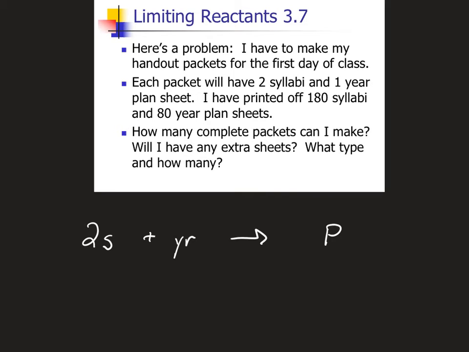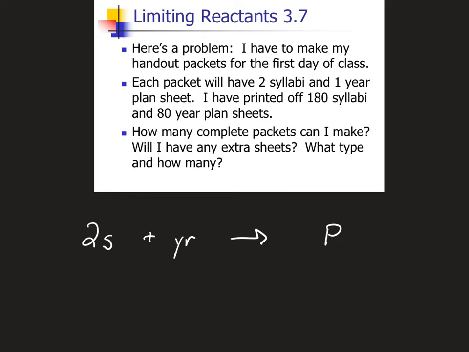And then I would see that I would actually have more than enough syllabi, but limiting me in how many packets I make is the number of year plans. In all reality, though, I would have a total of 2 syllabi per those 10 extra, which would make me actually have 20 extra sheets of syllabi.